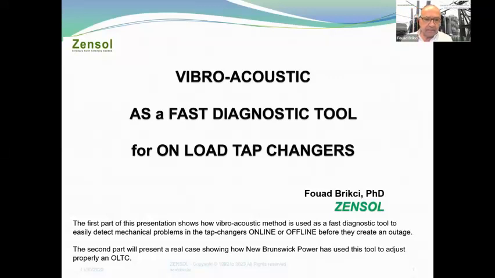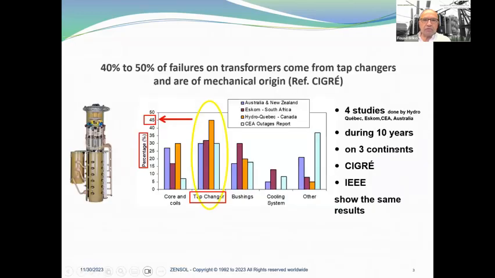So today, the first part of this presentation shows how the vibroacoustic method is used as a fast diagnostic tool to easily detect mechanical problems in the tap changers, online or offline, before they create an outage. And the second part will present a real case showing how New Brunswick Power has used this tool to properly adjust an OLTC. So 40 to 50% of failures on transformers come from tap changers and are of mechanical origin.